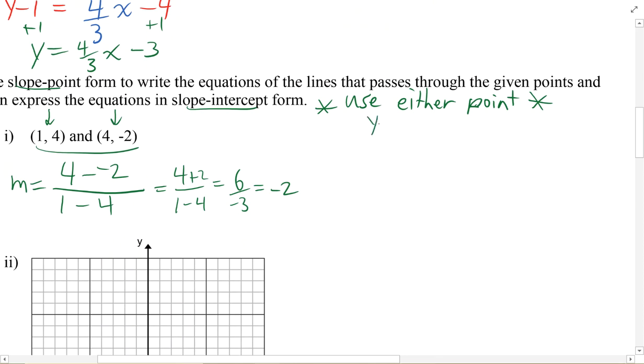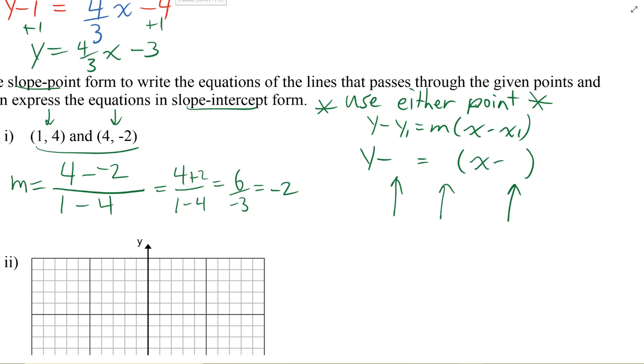So y minus y1 equals m bracket x minus x1 bracket. Then y minus, and we're going to start filling in the blanks, x minus. So now I want you to fill in the blanks, right? You got to have a point value, a slope, and a point value. Go for it. Yeah, so Trevor decided to use 4 and -2.